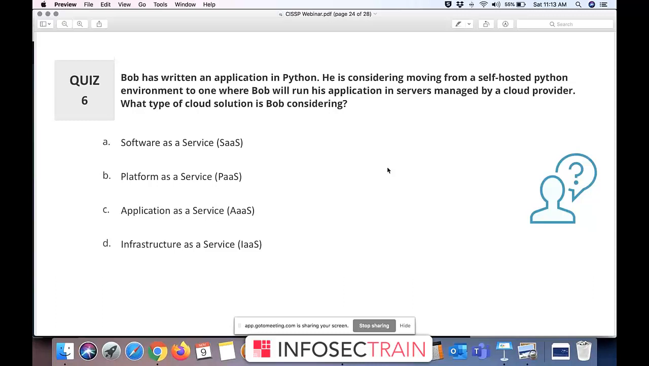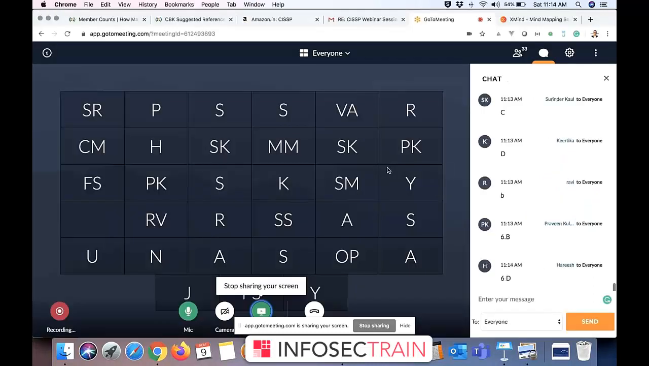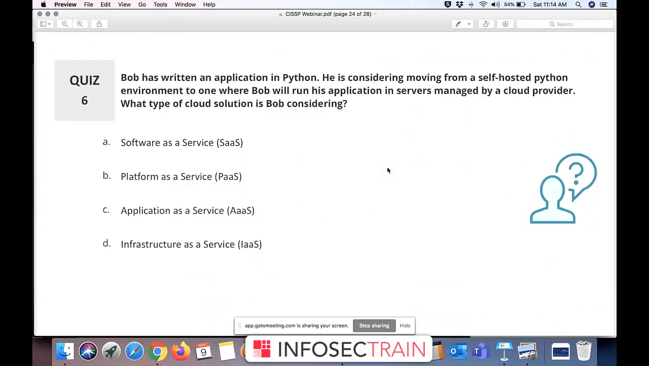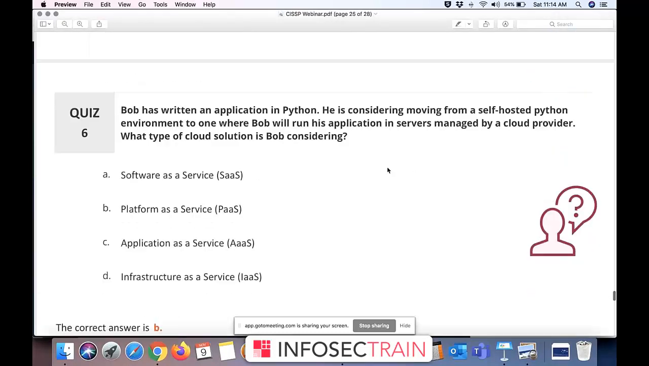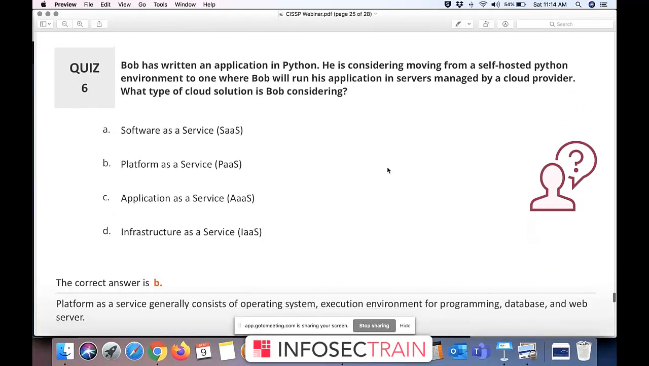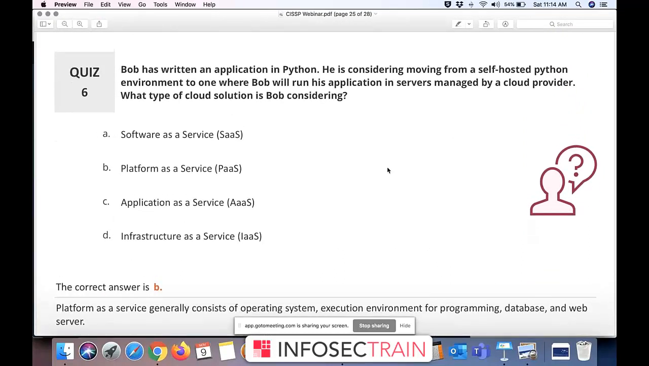Okay, 5 more seconds. Write on the question number, please. Okay, so you need to know what SaaS, PaaS, and IaaS are and what they provide. Of course, there is no such thing as application as a service. That's just a made up word, and you'll come across those made up words in the exam. And of course, there are SaaS, PaaS and IaaS.